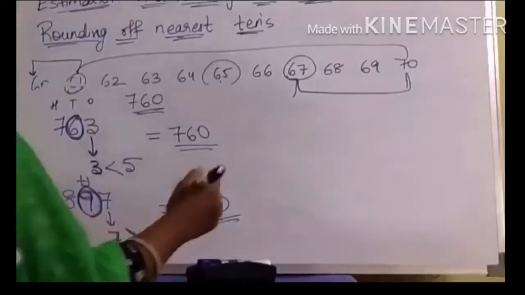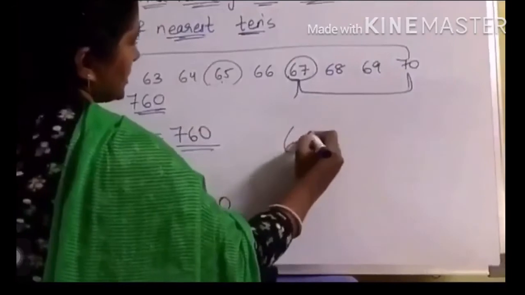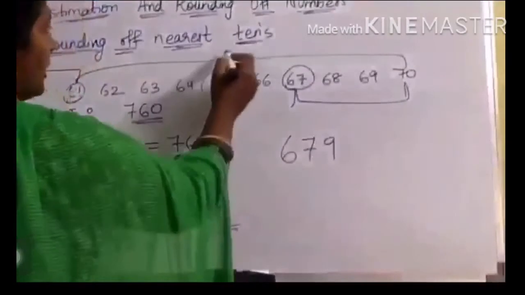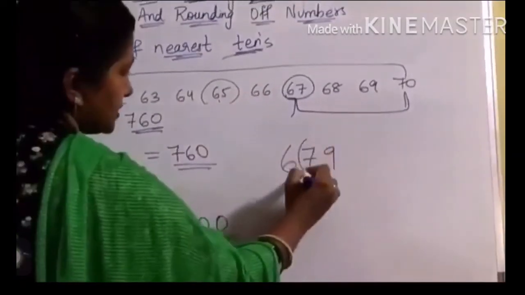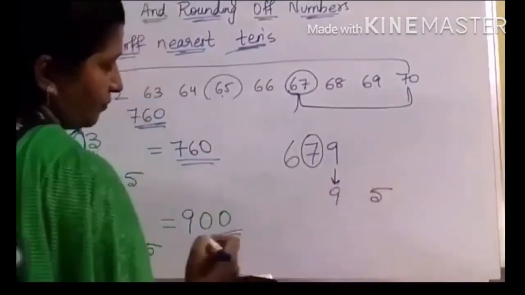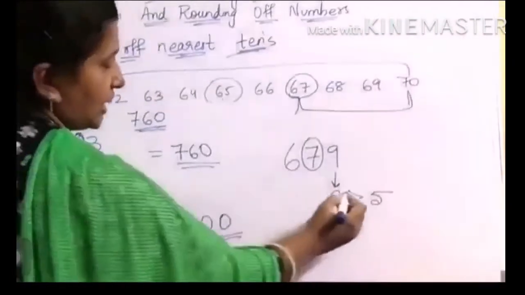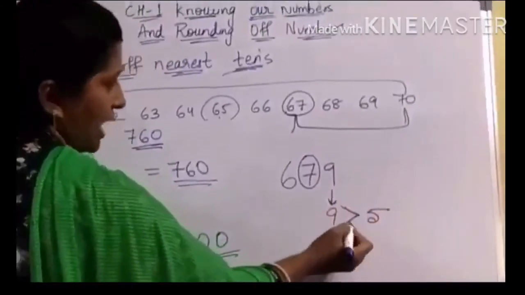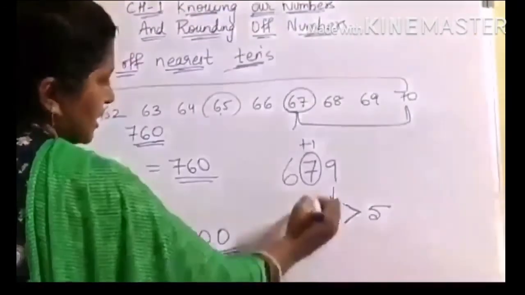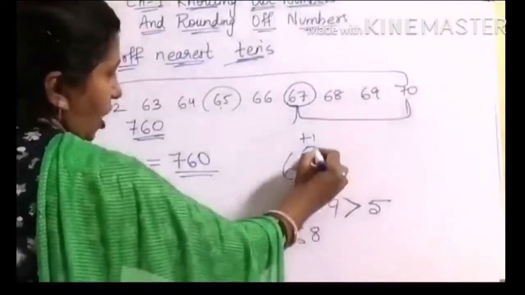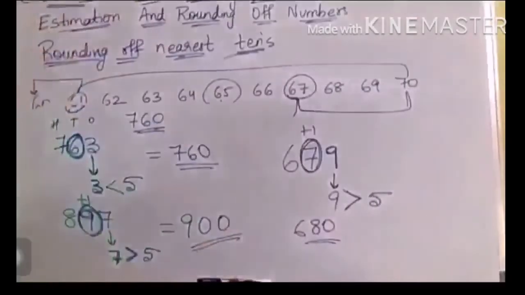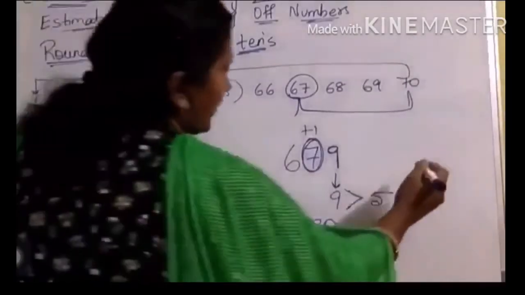One more example I will take. 679. 679 is nearest to which number? Rounding nearest tens. Here the tens digit you round off. What is the next number? 9. You compare 9 with 5. 9 is greater than 5. Once again, if it is greater than 5 or equal to 5, then we should add 1 to this round off number. Now, what do you get? 7 plus 1 is how much? 8. And after this round off, how many digits are there? 1. So you should keep one 0. 680 is the answer.